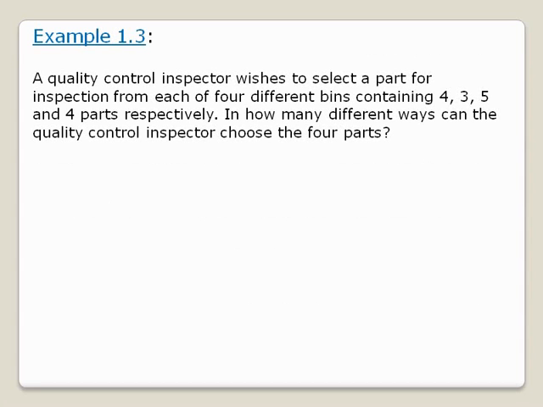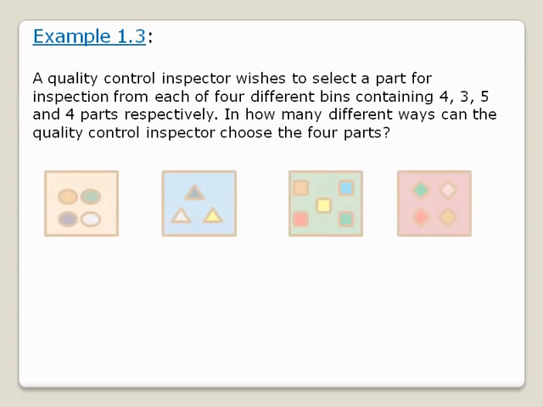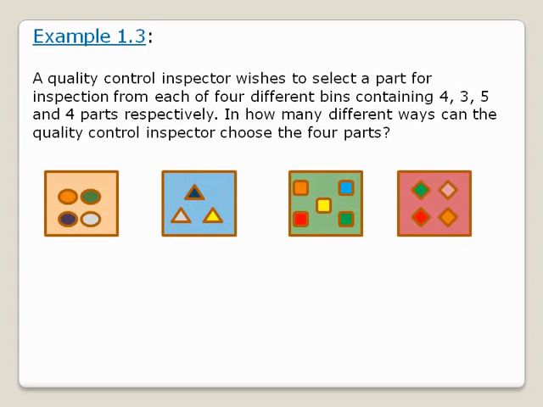Okay, here's the third example. A quality control inspector wishes to select a part from 4 different bins. The first bin contains 4 parts, the second contains 3 parts, the third one contains 5, and the last one contains 4 parts.